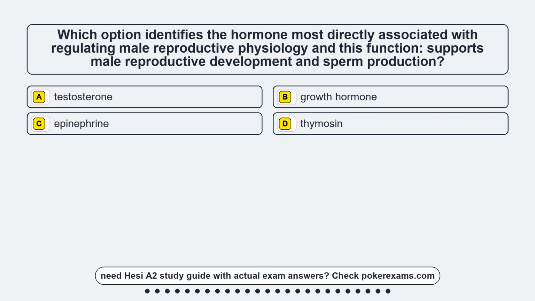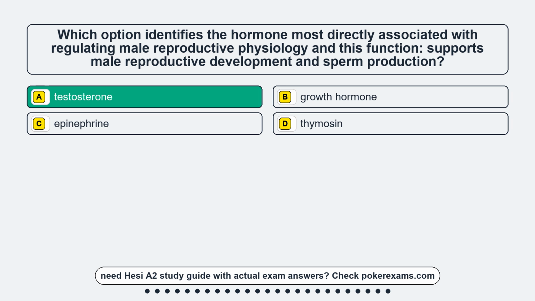Question 12. Which option identifies the hormone most directly associated with regulating male reproductive physiology and this function, supports male reproductive development and sperm production? Option A, testosterone. Option B, a growth hormone. Option C, epinephrine. Option D, thymosin.